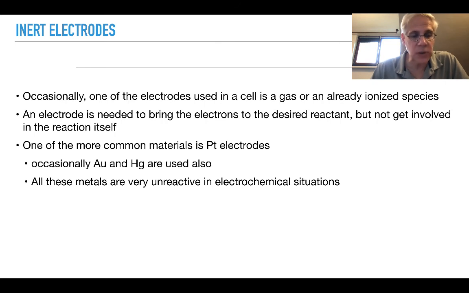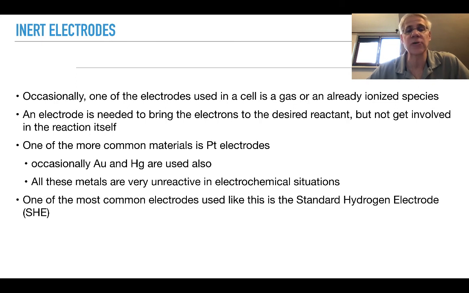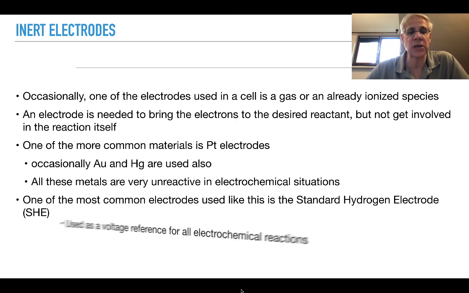And again, the reason we use these is that these metals are very unreactive in electrochemical situations. They can't be used in every situation because there is a way to react with platinum, gold, and mercury, but for most of the reactions that are done, they work very well. Now, one of the most common electrodes that we use these inert electrodes for is the standard hydrogen electrode, or you see it abbreviated a lot as the SHE.